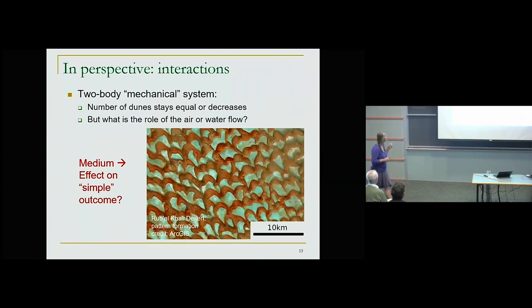And if you think about this picture that I showed you early on in the presentation, the dunes are fairly similar size, but they are continuously evolving. And dunes are not ending up as one big dune in the field, right? There are some processes which make this more complicated. And the simple answer to that is the medium. So what is the role of the medium?